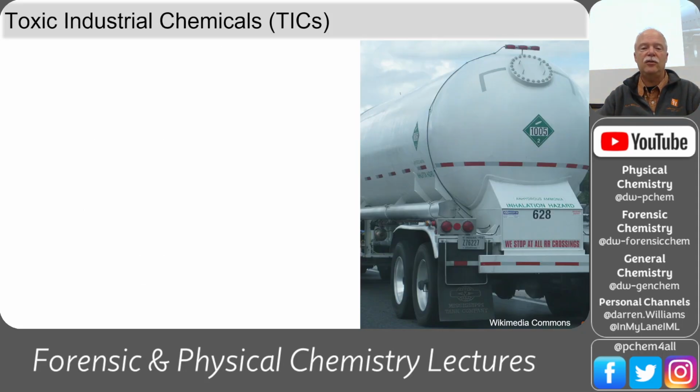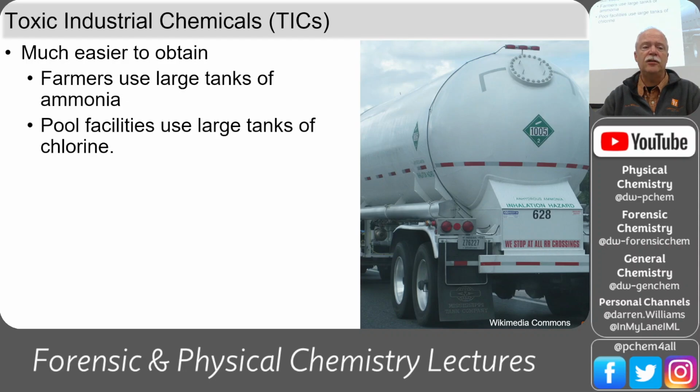Then there's toxic industrial chemicals. They're much easier to obtain. You can find enormous tanks of ammonia like this in rural agricultural areas. You can bust off the lock and steal quite a bit of ammonia. They use that, or steal it, for the clandestine meth labs. We've talked about that. Swimming pool facilities have huge tanks of chlorine, and not all facilities use the chlorine tablet. Some have tanks of chlorine, which would certainly be enough to kill everybody in this room.